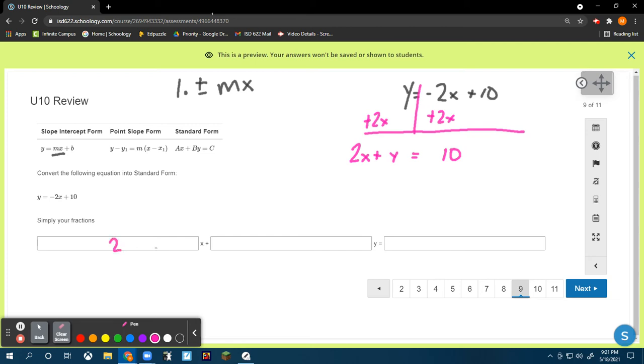We got 2x plus y, so what goes here? Not a 0, a 1, because remember when there's no number in front of there, it's a 1. And then that last one is going to be positive 10, but we don't have to write plus. 2x plus 1y equals 10. And you're all done.